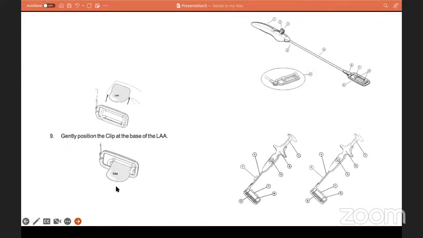This is what it looks like. It has multiple widths, and it depends on whether it's open heart surgery or minimally invasive. And this is how they apply the clip.